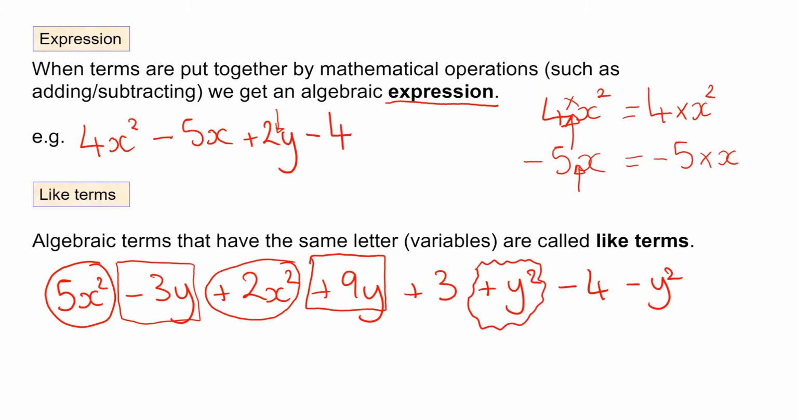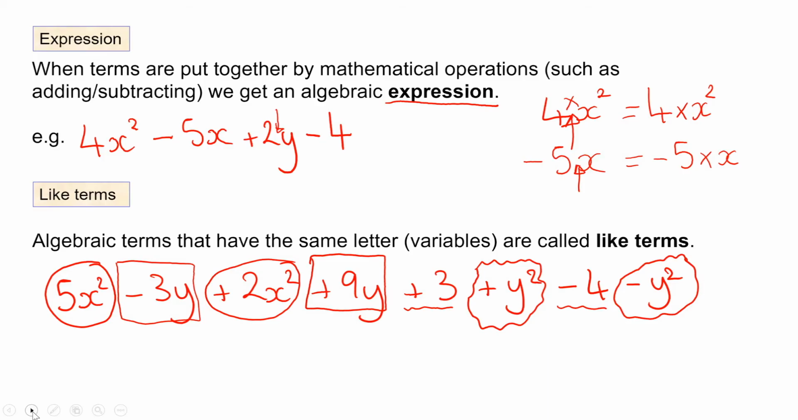Okay, put a squiggle around y squared, so minus y squared would be a like term to that. And then here we have a number 3 and 4 would be like terms. So what we then do when we look at simplifying is we collect those like terms together.